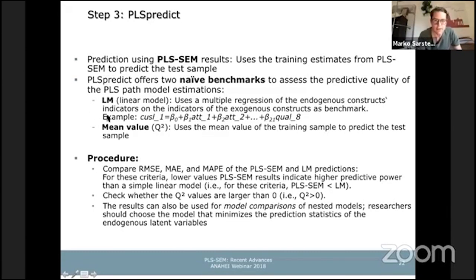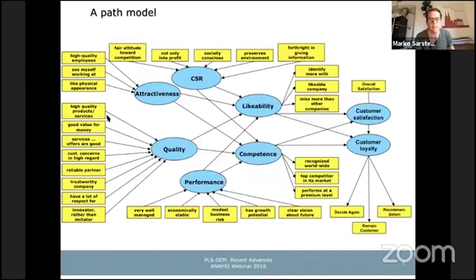Another thing that we can do is specifying a linear model. And this linear model takes the exogenous constructs' indicators and uses these as independent variables in the regression. And the dependent variables in the regression are the indicators that we want to predict. So I'm just flipping back real quick to show what that looks like in our model here. For example, if we want to predict the 3 indicators for customer loyalty, decide again, remain customer, and recommendation, we would run a regression of these 3 indicators on these indicators here of CSR, attractiveness, quality, and performance. So all these indicators of these 4 exogenous constructs would be used as independent variables. So why is this useful? Well, it gives the algorithm some indication what is exogenous and what is endogenous here. But the entire model structure is omitted.